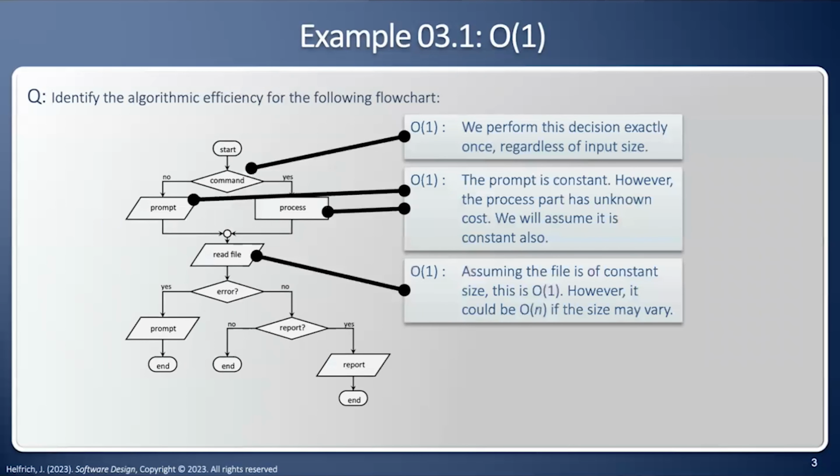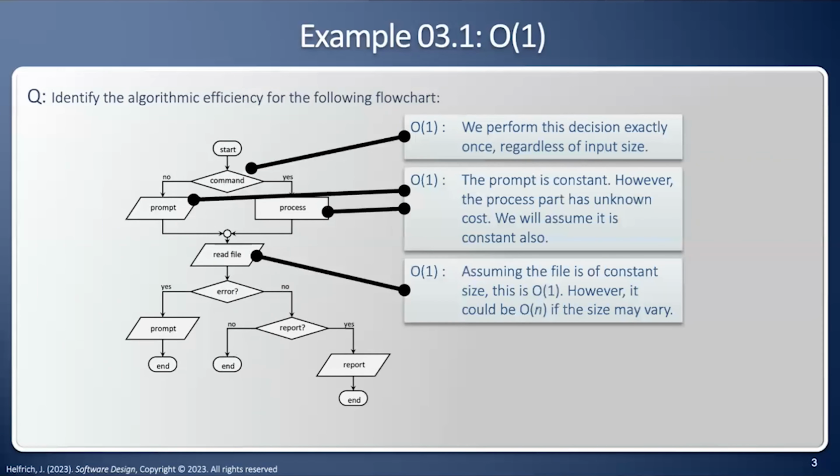Now we have read file. This is really going to depend. Is the file size of constant size or is it variable size? If it's constant size, we're O sub 1. But if the file size could change significantly, then it'd be O sub n, where n is the number of elements in the file.